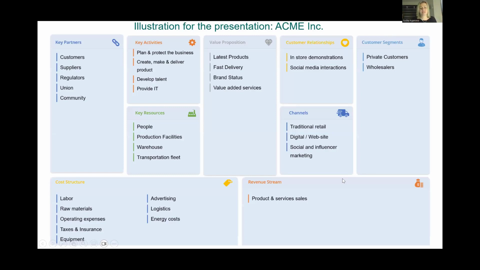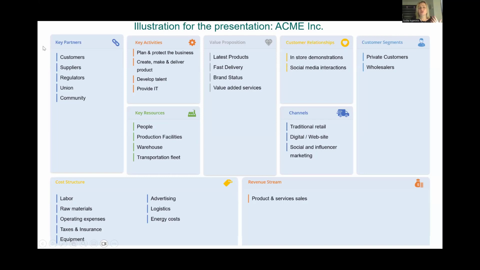So imagine an organization, just a consumer goods organization. I'm showing it to you based on the canvas, so you can get a feel. Imagine the organization's key value proposition is the latest products to the market, fast delivery, brand status, and value-added services that they provide to their customers. You see on the right-hand side who their customers are. Again, I'm just painting a picture. Imagine this business has private customers and wholesalers.